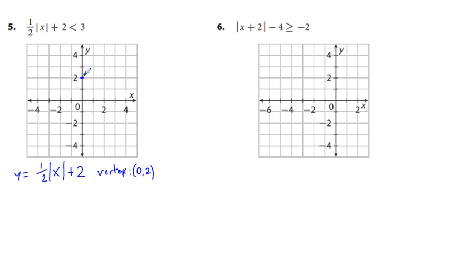There's our vertex, and our a value is 1/2. So we go up 1 over 2, up 1 over 2. We're going to be looking like this on this side, and yes, a little inaccurately drawn. And on the other side, we're going to be looking like this, up 1 over 2.